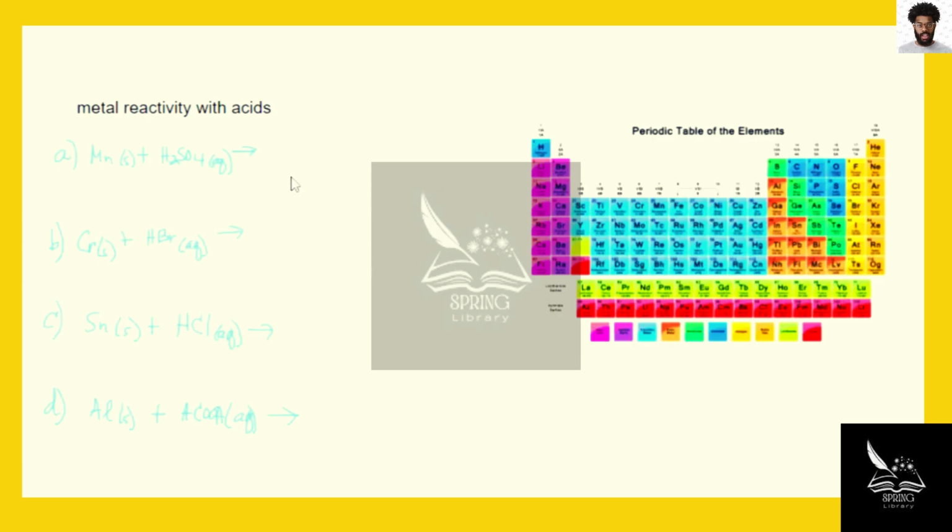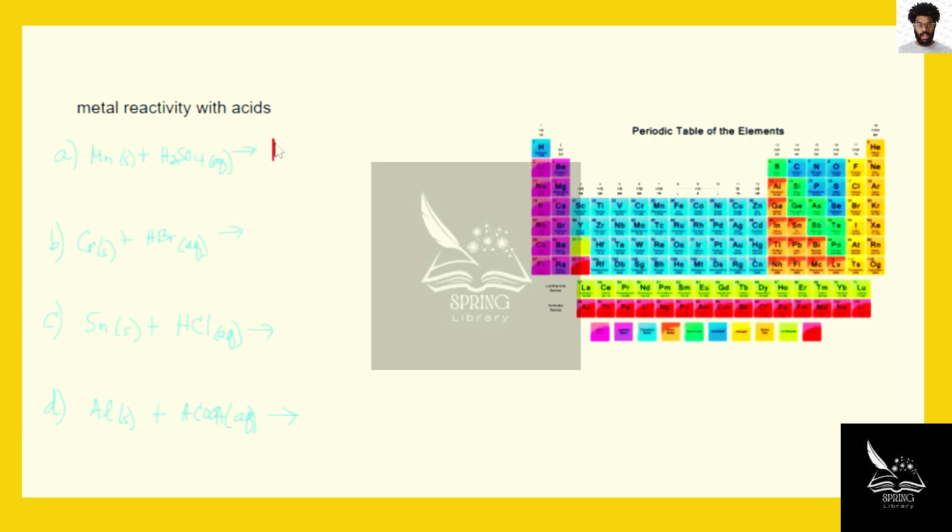So we're asked here to look at the reactivity of metals, mainly transition metals and aluminum, with some acids, both concentrated and dilute solutions. Manganese is the first example, reacting with dilute sulfuric acid. First we're asked to write a molecular overall reaction for this process.